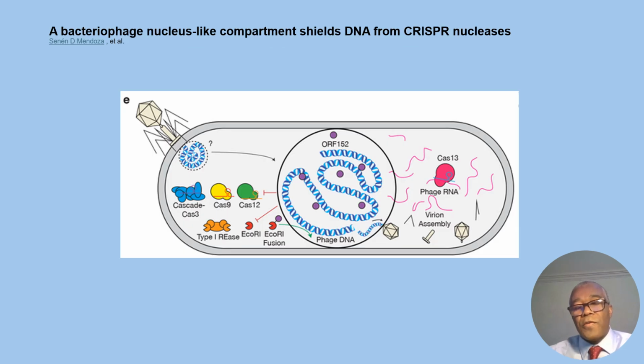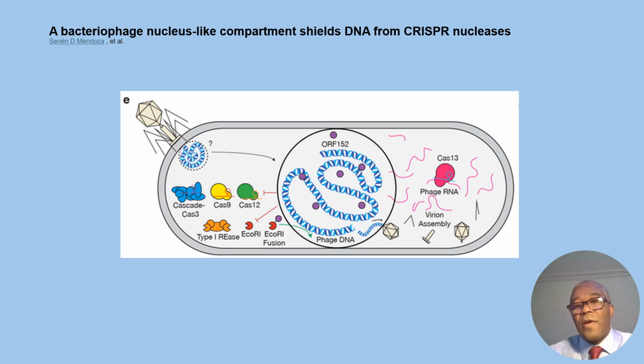Another study by Mendoza and collaborators showed again a bacteriophage infecting a bacterium, and to shield the nucleic acid of the virus from the immune system of the bacterium, particularly the CRISPR-Cas system. Here on the left side, we have Cascade, Cas3, Cas9, Cas12, which are basically part of the immune system of the bacterium to cleave foreign DNA from the viruses. So the virus forms a nucleus-like compartment within the bacterium to shield the DNA that came from the bacteriophage.